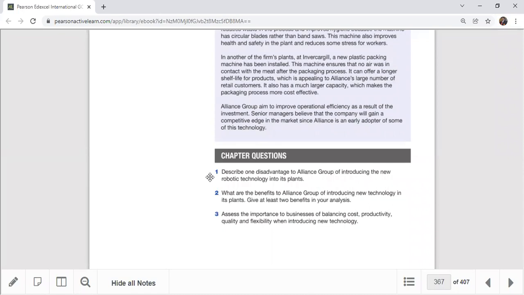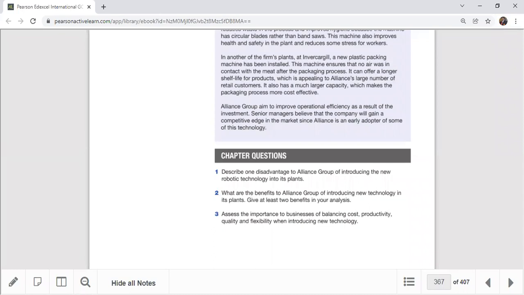And the last question is a 12-mark question. Assess the importance to a business of balancing cost, productivity, and quality. You have to balance all those factors: cost, productivity, quality, and flexibility, right? So 4 items: number 1, cost; number 2, productivity; number 3, quality; number 4, flexibility. When you're doing this question, we have to talk about each element with the application.